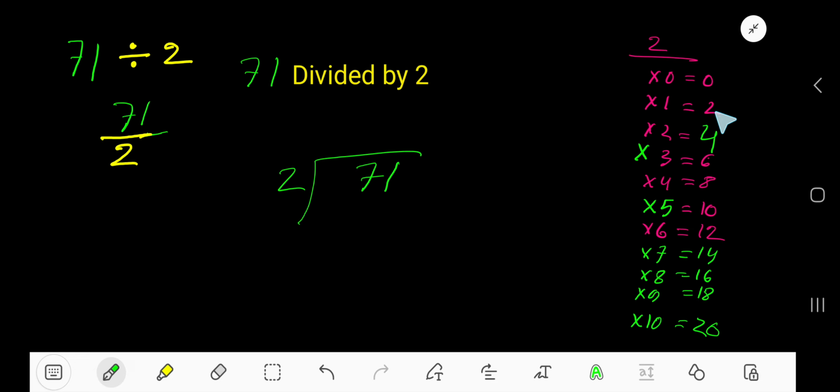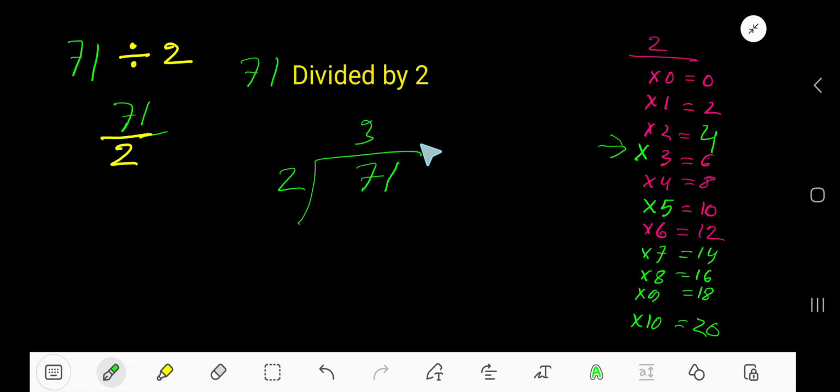0 plus 2, 2. 2 plus 2, 4. 4 plus 2, 6. This will continue. So 2 goes into 7 how many times? 2 times 4 is 8, which is greater, so we have to stop here. 2 goes into 7 3 times.